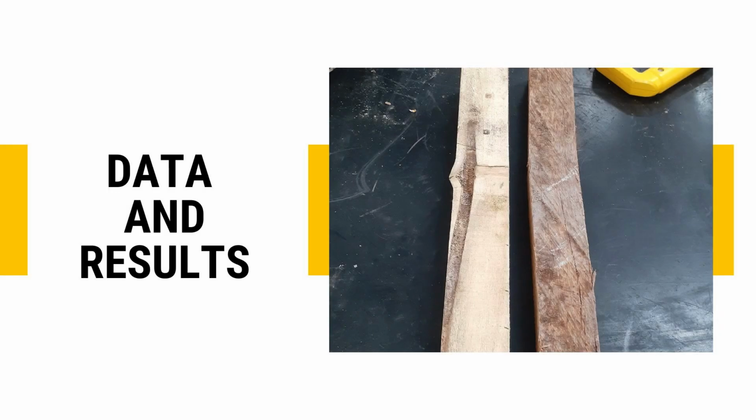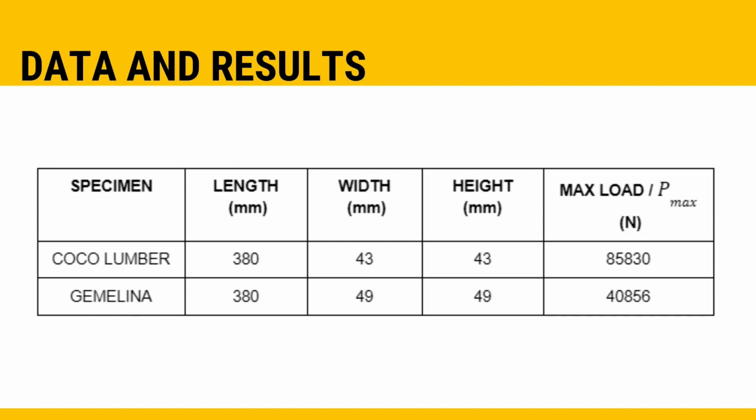So for the data and results, mahogany was intentionally part of the 3 types of wood specimen for the experiment. However, it was not available during the time of the experiment. These are the data that was gathered during the experiment. The length for both Coco lumber and Gemelina are 380 millimeters. The height and width for Coco lumber is 43 millimeters, while Gemelina is 49 millimeters.